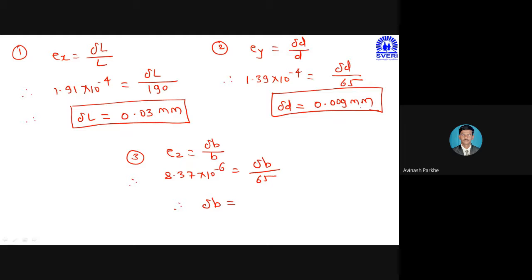And third, delta B, change in width. So 0.03 mm, then 0.009 mm. This is delta D. Now calculate delta B, which is along the Z axis. Therefore, we have to consider the effect of Ez. What is delta B?